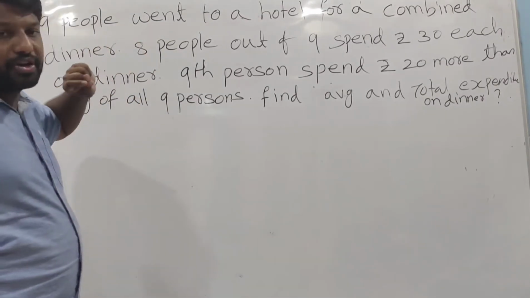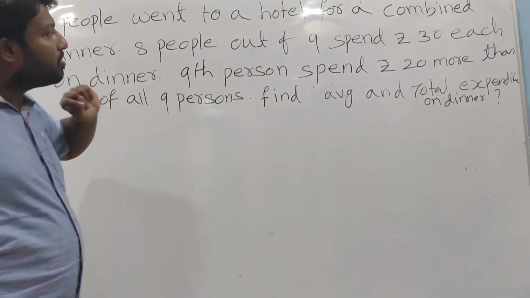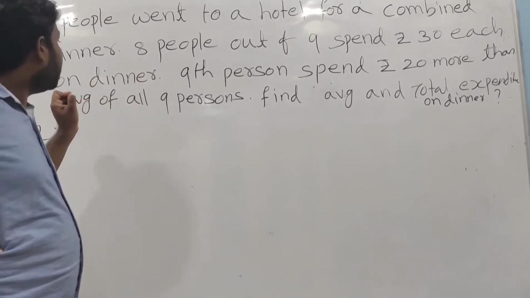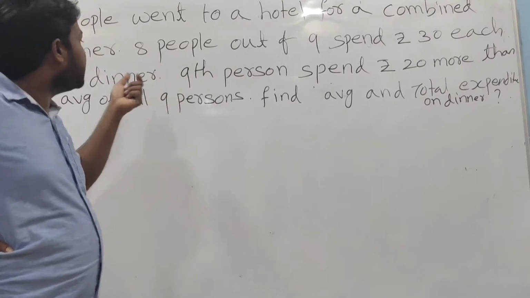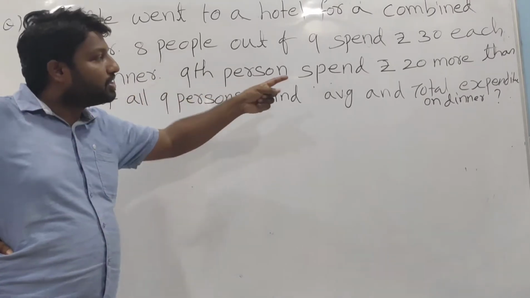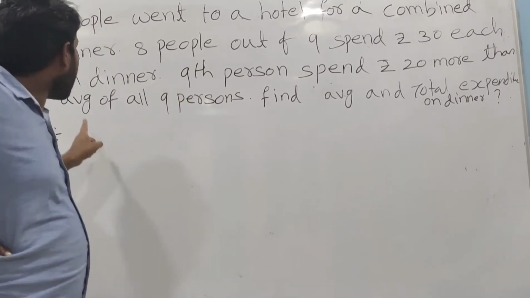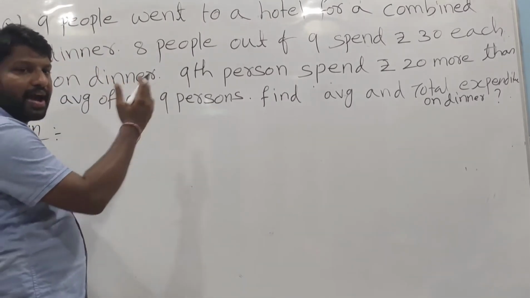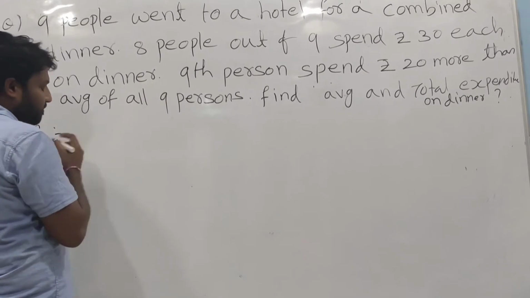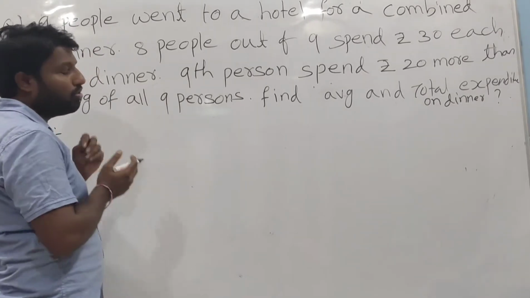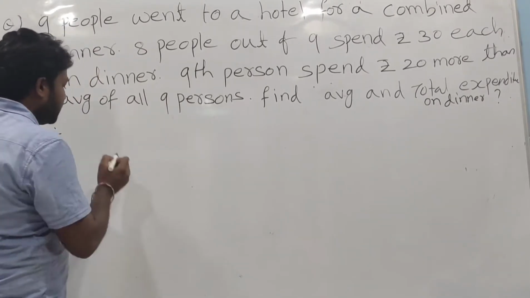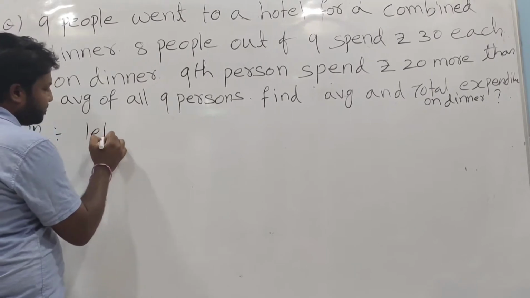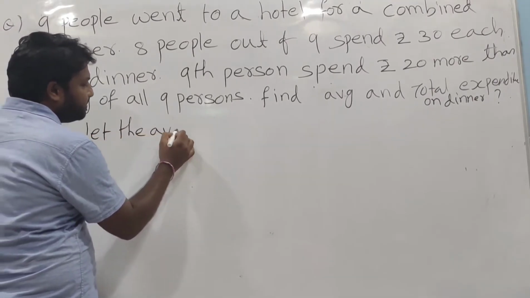9 people went to a hotel for a combined dinner. 8 people out of 9 spent rupees 30 each on dinner, and the 9th person spent rupees 20 more than the average of all 9 persons. Now see, let us say I don't know the average of all the 9 persons. First I will tell you the basic method, then I will tell you how to write directly.